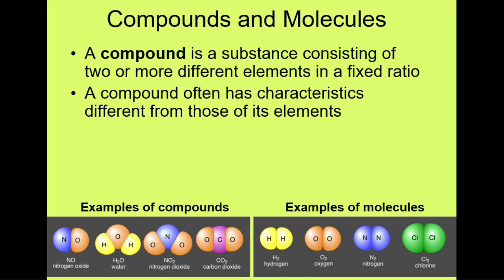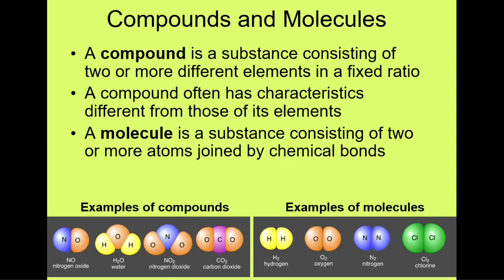However, if you combine them in the fixed ratio of 2 to 1, so 2 hydrogens to 1 oxygen, we get water, which is liquid at room temperature and at normal pressures. So we can see that we have very, very different characteristics in the compound than we do from the elements that make it up. And we'll look at another example of that in a second.